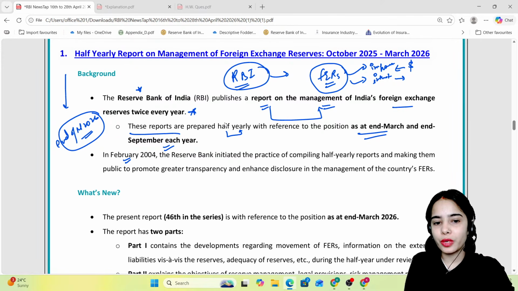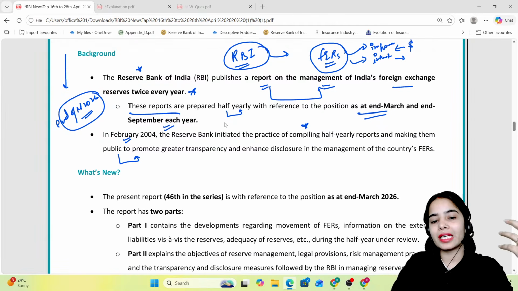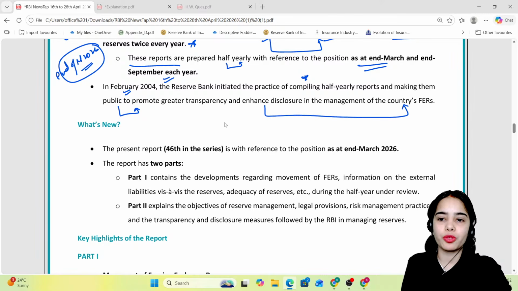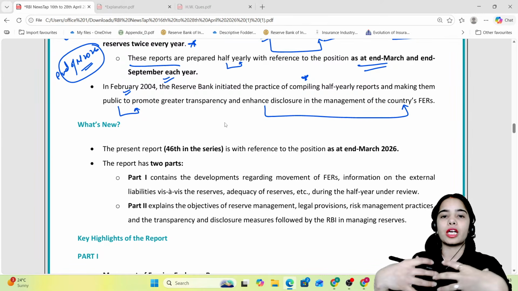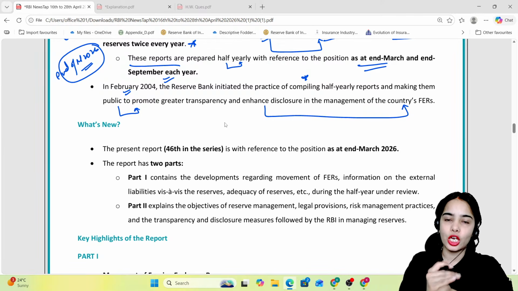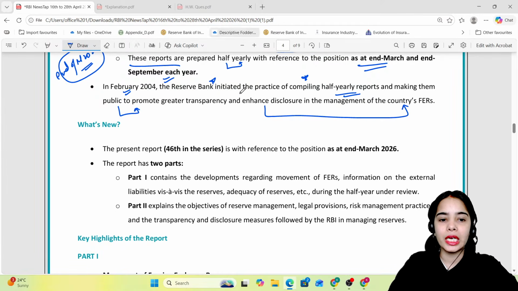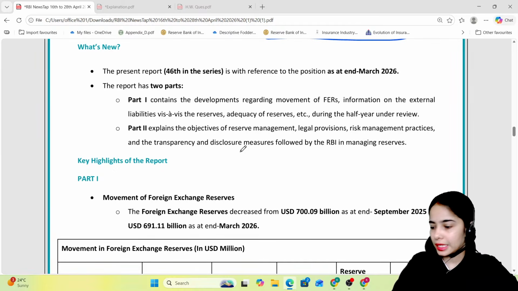Okay, in February 2004, the RBI initiated the practice of compiling the half-yearly reports and making them public to promote greater transparency and enhance the disclosure in the management of the country's foreign exchange reserves, so that the public can be made aware of how the RBI is managing the foreign exchange reserves. So since February 2004, the initiative was taken. Now the present report is the 46th in the series.